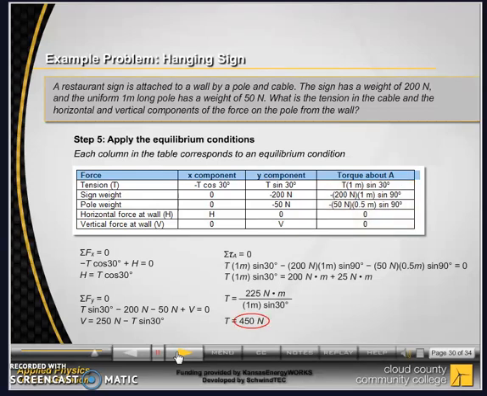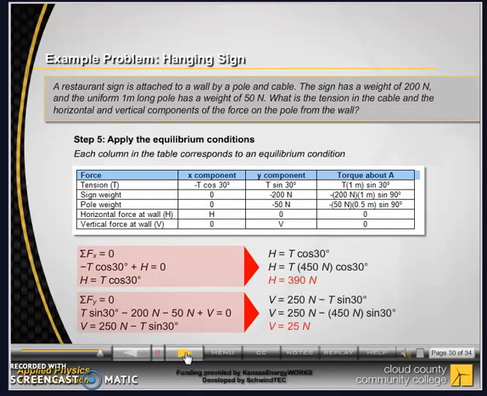This result for the tension can be substituted back into the other two equations to obtain the values of H and V.